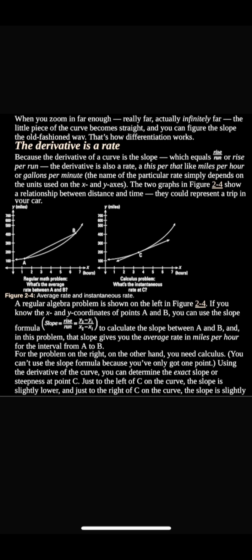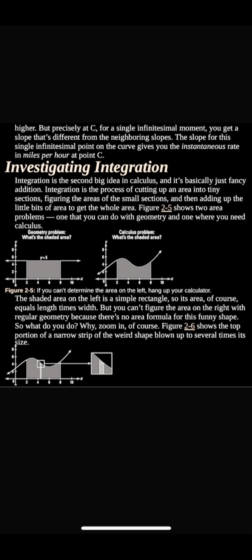Just to the left of point C on the curve, the slope is slightly lower, and just to the right of point C, the slope is slightly higher. But precisely at C, for a single infinitesimal moment, you get a slope that's different from the neighboring slopes. The slope for this single infinitesimal point on the curve gives you the instantaneous rate in miles per hour at point C.